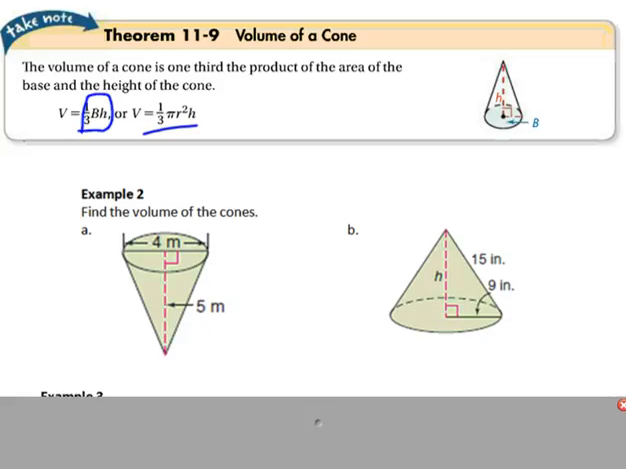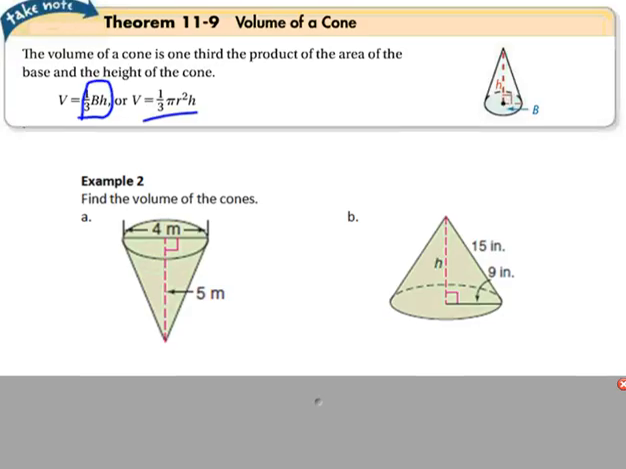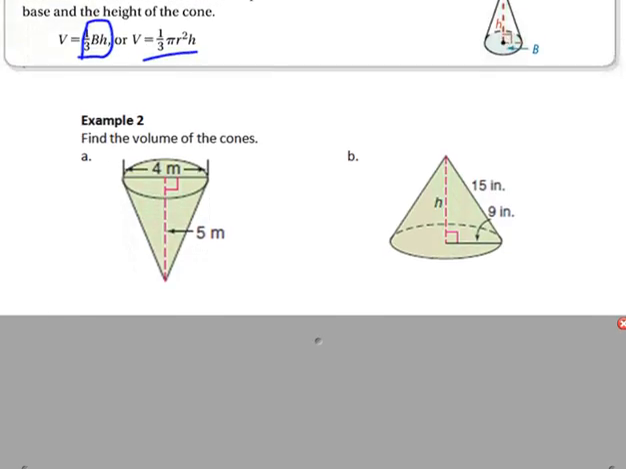Example 2, find the volume of these cones. So remember, volume, we just said it, 1/3 area of the base times the height, or pi r squared times the height. In this case, 1/3 times pi times the radius squared. So the radius is actually 2 if the diameter is 4, so times 2 squared. And the height is given as 5.